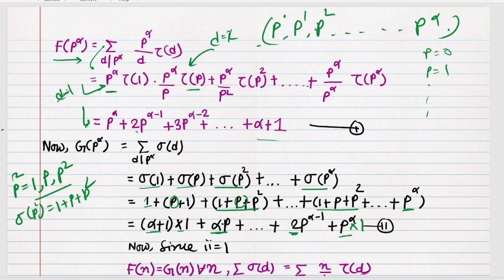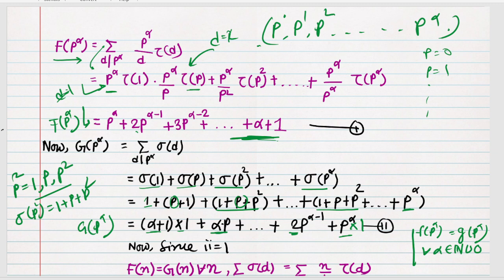Now if we look into our first part, which is f of p raised to the power alpha, and our second part, which is g of p raised to the power alpha, both are quite similar to each other. By our known result on multiplicative functions, if f of p raised to the power alpha equals g of p raised to the power alpha for all alpha belonging to the natural numbers union 0, then f of n equals g of n for all n. Here f and g are multiplicative, which we also showed. That means f of n equals g of n for all n, and our question is proved.